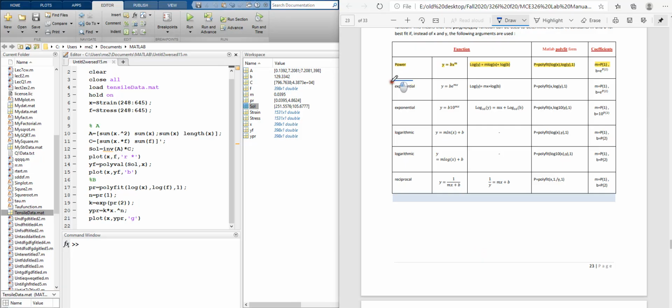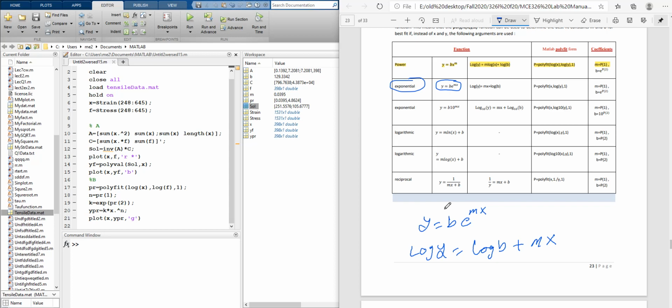Now for the exponential, guys, the value of y equals b e to the power mx. So as you see here, y equals b times e to the power m times x. This is the exponential. But I have polyfit, polynomial fitting, so it should be a linear equation. Let us try to make this one a linear equation. So let me take the log of y, which equals log of b plus mx, because when you take the log of e to the mx, it will be mx.